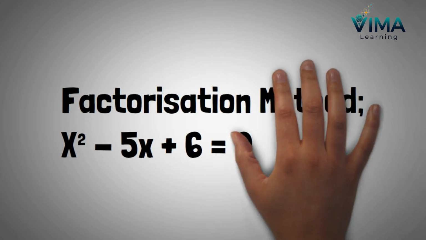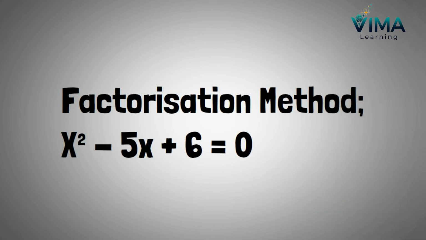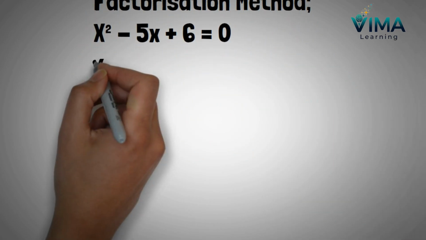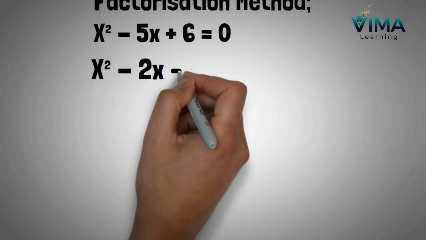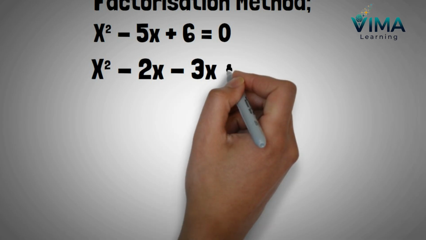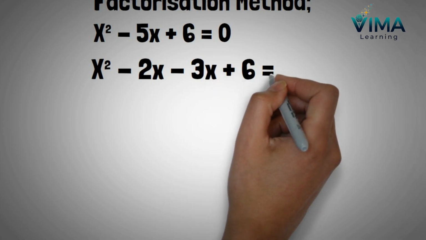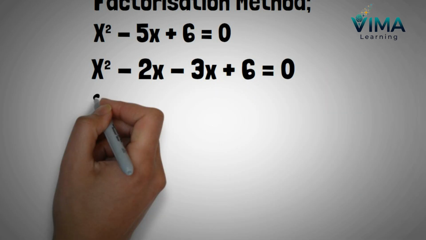What we have to do now is to try to bring it back into the equation. So this becomes x squared. We are going to replace the middle term with our two values: minus 2x minus 3x plus 6 is equal to 0. So you can see we've replaced minus 5x in the equation with our two values. So you would replace your middle term with whatever values you got.